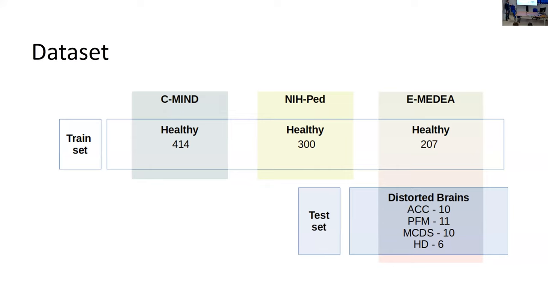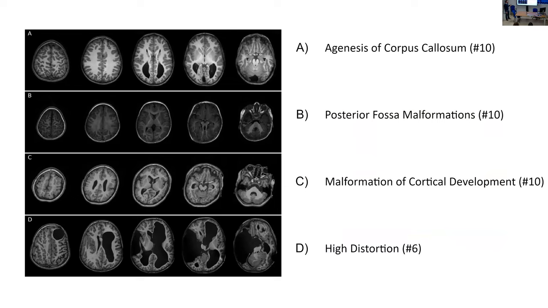We also collected 37 patients with distorted brains and different kinds of pathology from the Eugenio Medea. Actually, we have 10 subjects with agenesis of the corpus callosum, a pathology where we have a partial or complete absence of the corpus callosum. In this case, there is a reorganization of the brain, and usually we have enlargement of the ventricles.